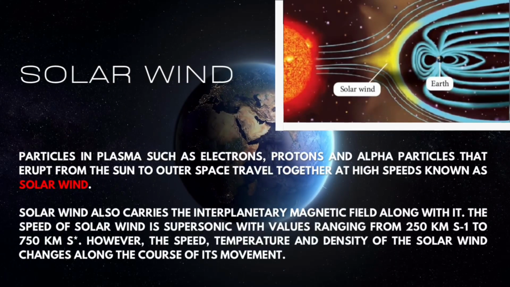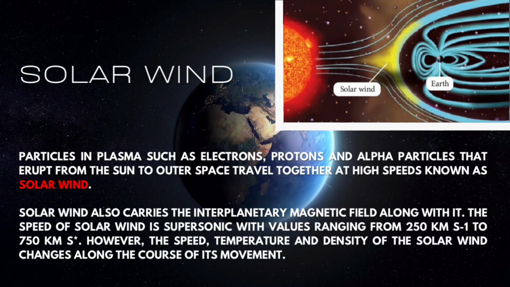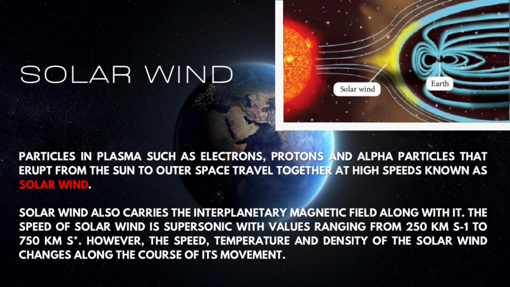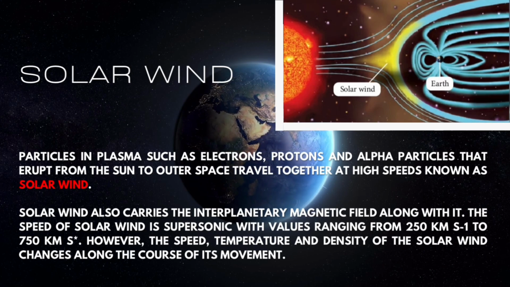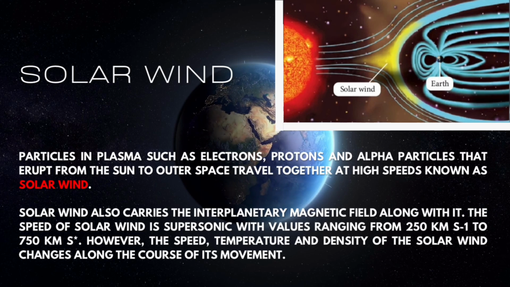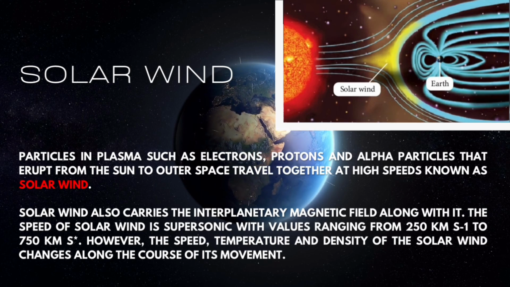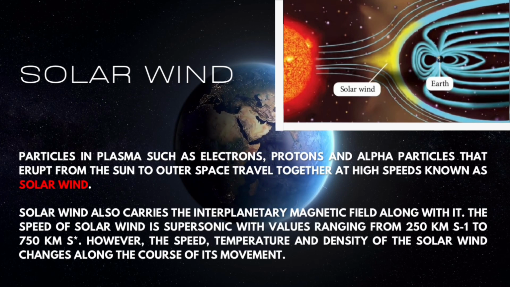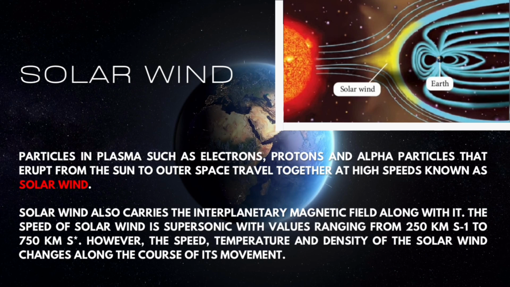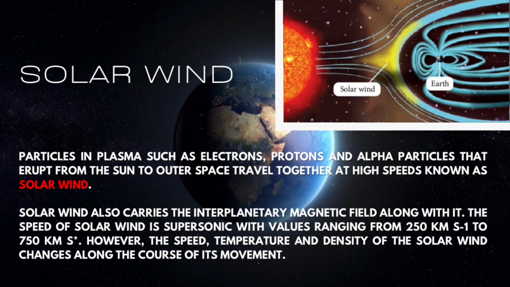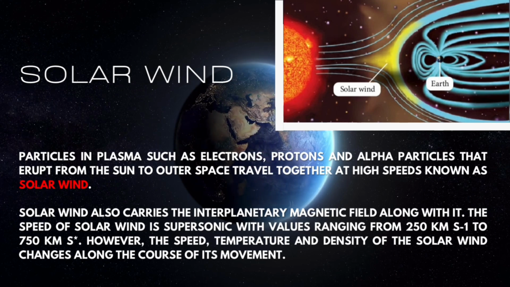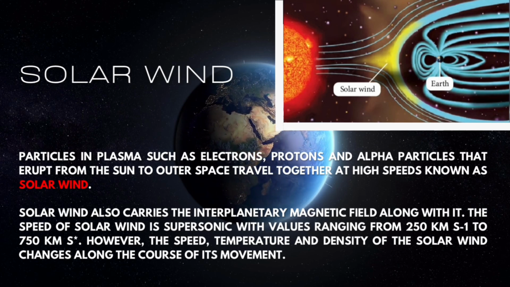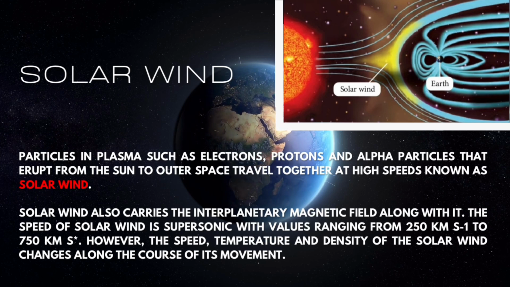Lastly, solar wind. Particles in plasma such as electrons, protons, and alpha particles that erupt from the sun to outer space travel together at high speeds, known as solar wind. Solar wind also carries the interplanetary magnetic field along with it. The speed of solar wind is supersonic, with values ranging from 250 km per second to 750 km per second. However, the speed, temperature, and density of the solar wind change along the course of its movement.